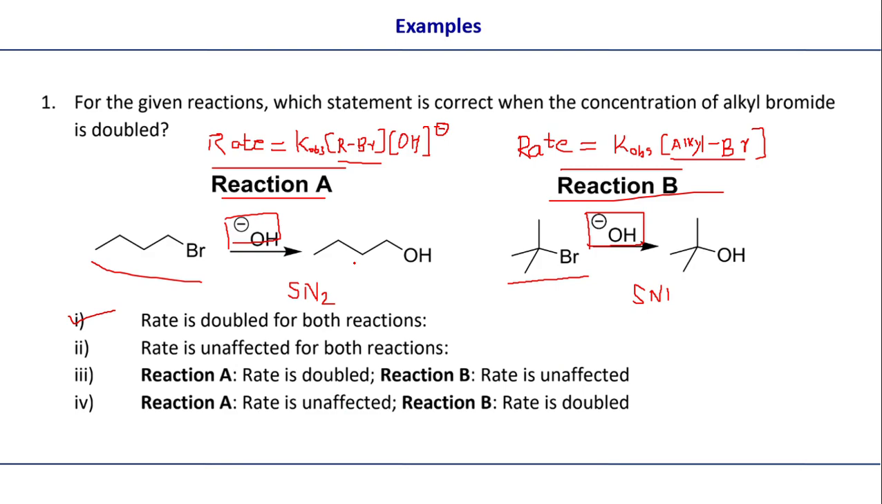Then we have done some questions. The first question was: for the given reactions, which statement is correct when the concentration of alkyl bromide is doubled? Here the concentration of alkyl bromide, that means substrate, affects the rate of reaction in both cases, SN1 and SN2. The SN1 reaction is independent of the concentration of nucleophile, but the alkyl halide will affect the rate of reaction. So the rate will become double for both reactions. Option 1 is the correct one.